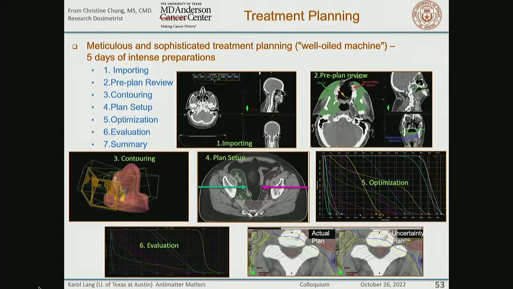Now, the so-called treatment plan is, as my partner at MD Anderson says, I'll attempt a German accent, a well-oiled machine, because it is a really well-oiled machine in terms of structure, who is working on it, for how long, and what it produces. And there are 7 stages.